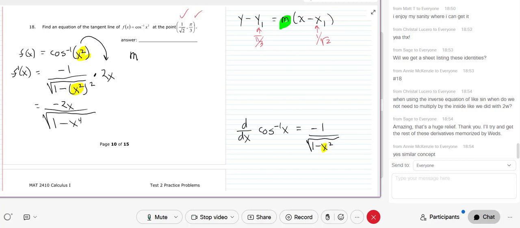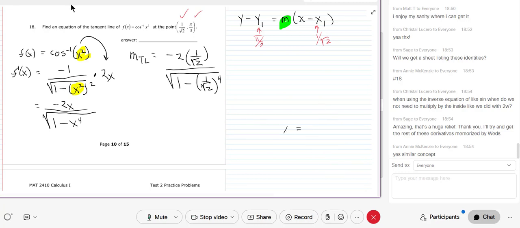Now what we've got to do is find the slope of the tangent line. The slope of the tangent line just means everywhere we see an x, we plug in 1 over square root of 2. So we have -2 times x, which is 1 over root 2, all over the square root of 1 minus 1 over root 2 to the 4th power. Okay, so we've got to work that out. To me, this is probably the most difficult part of the problem, doing all this arithmetic. I can show you a couple of approaches.